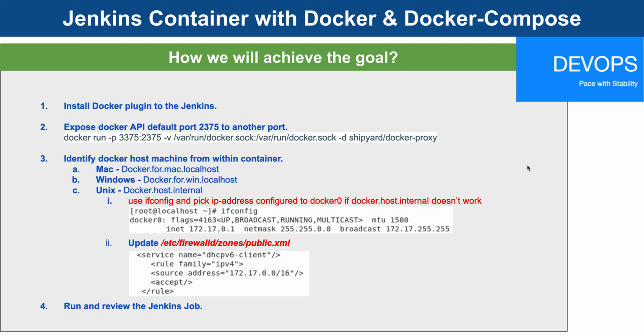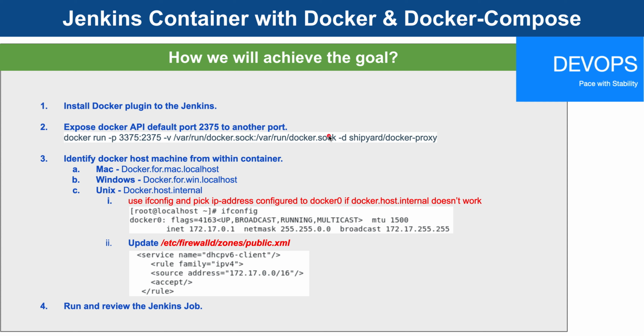We'll install the Docker plugin to our Jenkins master. Then we are going to expose the Docker API default port, which is 2375, to another port because 2375 is mostly secured. And we'll use the command that is written here to do step number 2.